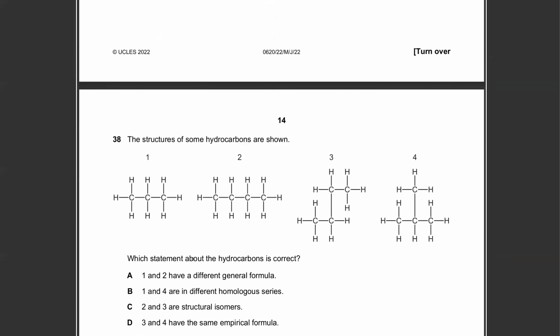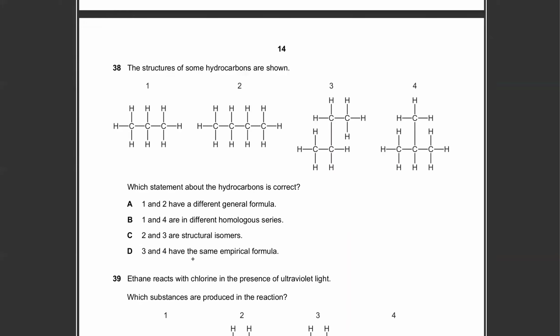The structures of some hydrocarbons are shown. Which statement about hydrocarbons is correct? Do 1 and 2 have a different general formula? No, they're both alkanes, so they have the same general formula. And then, 1 and 4 are different homologous series? No. 2 and 3 are structural isomers? No.